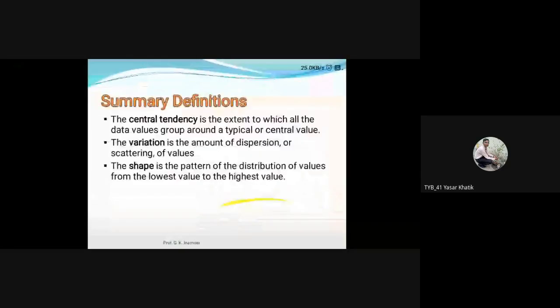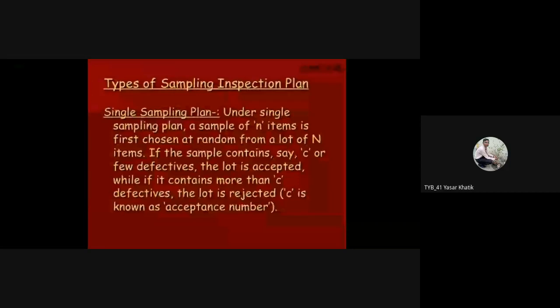Okay, so our next part is acceptance sampling. Sampling is a process of evaluating a portion of the product or material in a lot for the purpose of accepting or rejecting the lot as either conforming or not conforming to the quality specification. It means once you get a production lot, say 50 or 100 products, we have to go for some inspection.